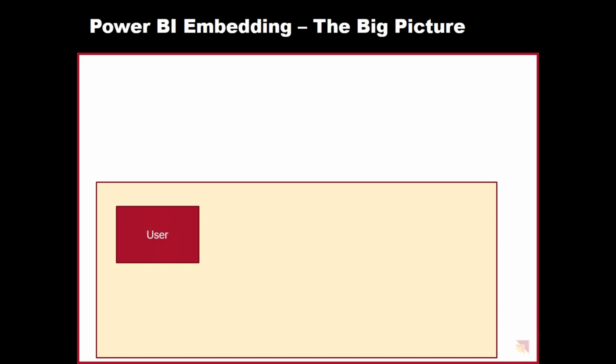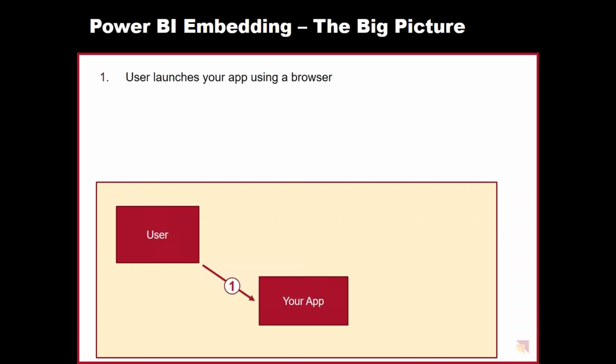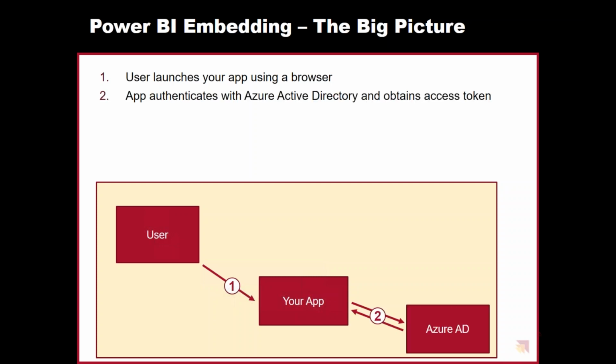Certainly lots of other architectures could be used to do the same thing. But the big picture is the user launches your application. So now I have an MVC application that's running probably up in Azure, in some type of a web app. And so the first thing my app needs to do is to call into Azure Active Directory and go through one of the authentication flows and get back an access token.